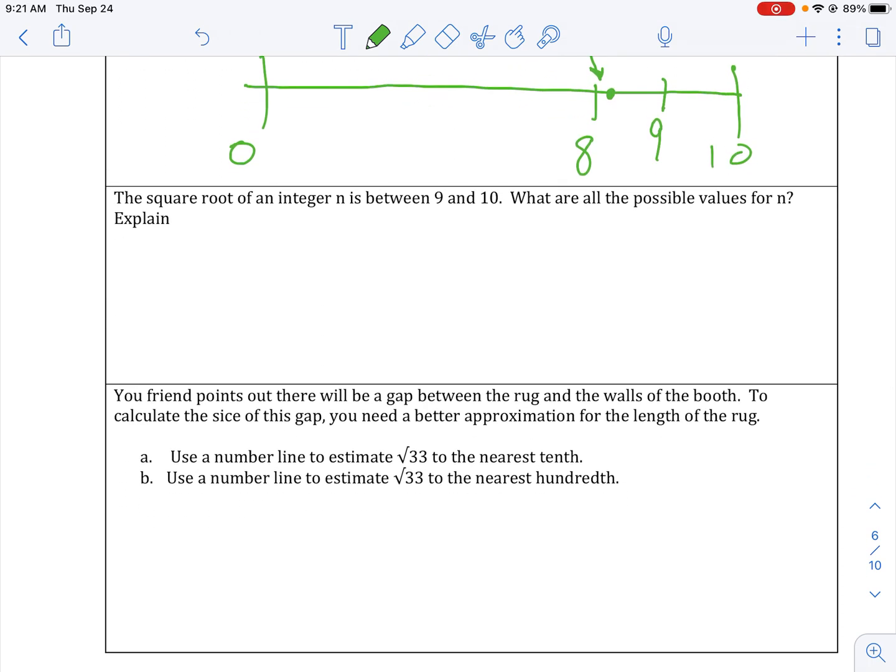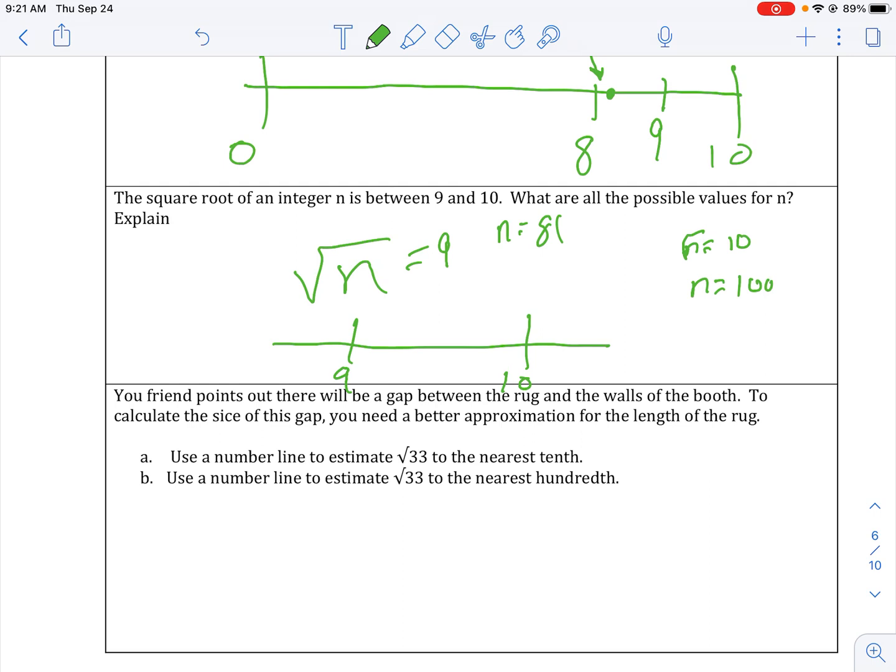So the square root of 70 falls between the numbers 8 and 9. The square root of an integer n falls between 9 and 10 on a number line. So 9 and 10. What are all the possible values for n? If the square root of n equals 9, that means n has to equal 81 because the square root of 81 equals 9. If the square root of n equals 10, that means n equals 100 because the square root of 100 equals 10.